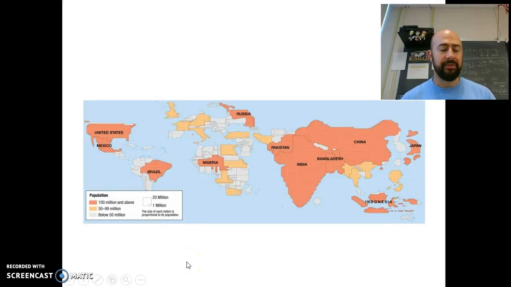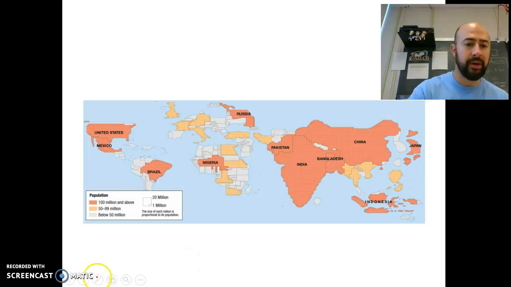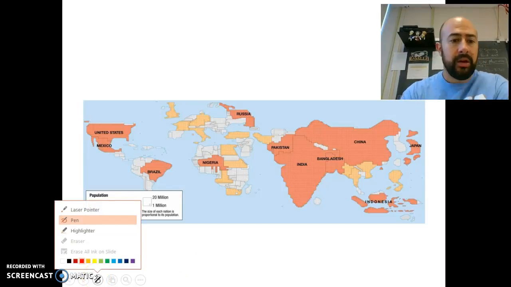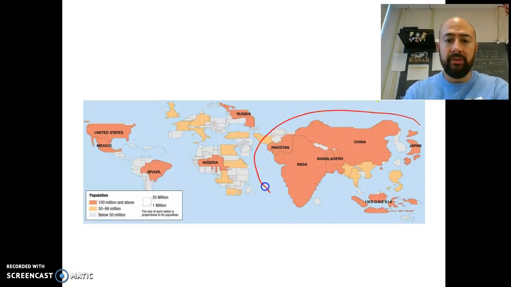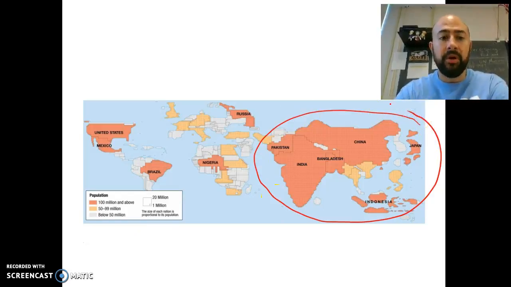When we take a look at this map, this is something that we will absolutely need to know. This is a map of countries based on population, so their size and shape is distorted based on the population of the country. You notice again, this area of the world is where most people live. The countries with 100 million and above are marked by that reddish orange color.